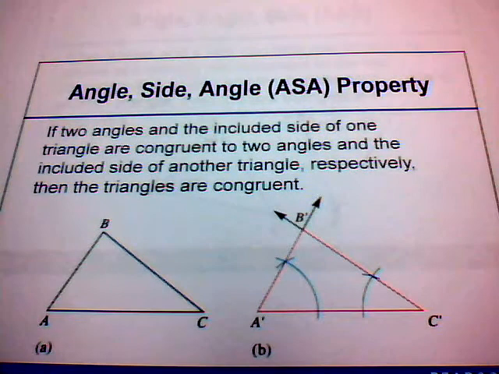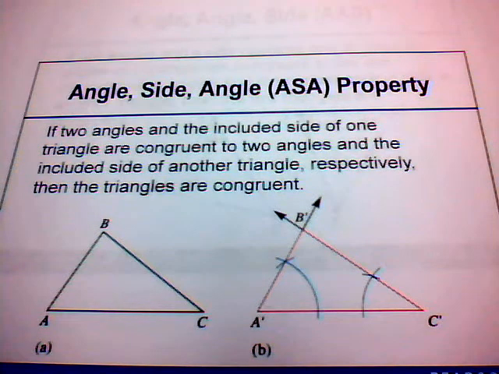It states this: if you have two angles and the included side of one triangle, and they're congruent to two angles and the included side of another triangle, respectively, we can conclude that the triangles are congruent. So in this case, I have triangle ABC and triangle A prime, B prime, and C prime. All right, now let's look at this.